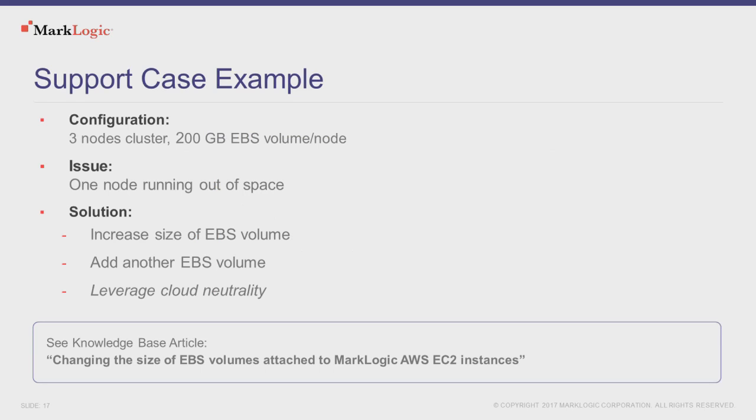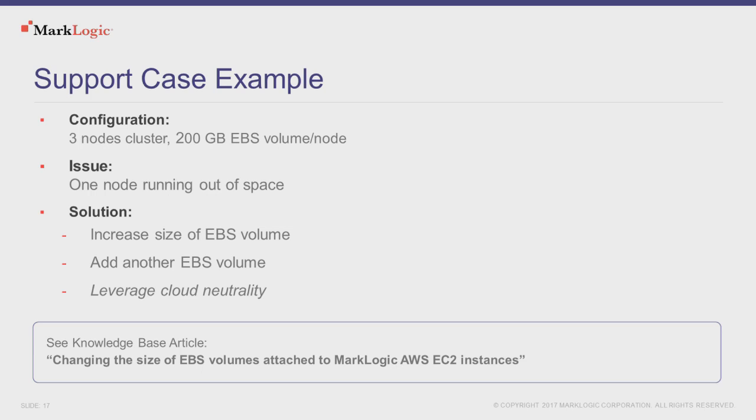I'd like to give you an example from one of our recent support cases. This one I think is quite a useful one because it gives you an idea that, although it's a cloud-specific example, the solution is fairly cloud-neutral, really, in a lot of ways. We're dealing with a 3-node cluster here, and the data volume's managed on an EBS volume. In this case, they started running out of space. The solution was pretty simple in this case.